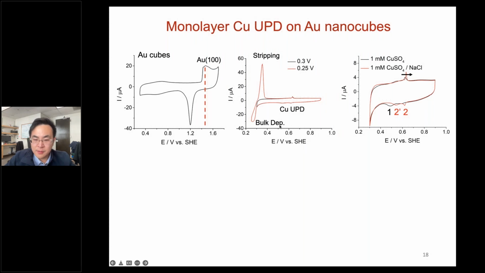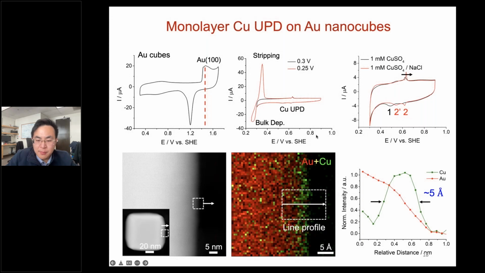Then with the addition of chloride, we are also seeing a slight change of the behavior, and this has a dramatic influence on the deposition of copper. Here I'm showing you one example. This is EDS elemental mapping. In STEM mode, we are seeing 5 angstrom of copper deposition on the surface, because the beam is penetrating the sample. We do expect beam broadening. The real copper thickness is likely one monolayer.